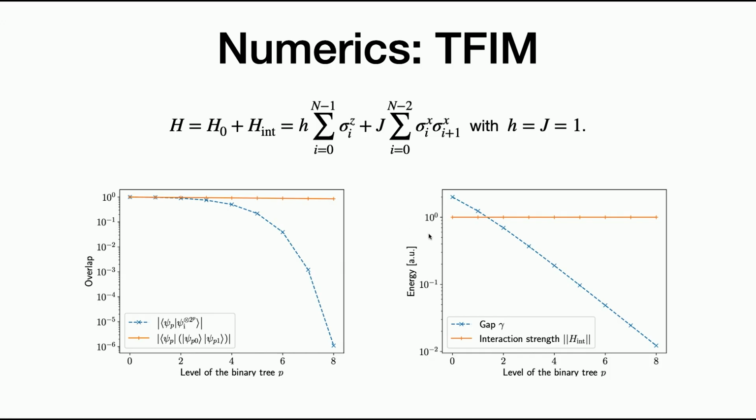And on the right-hand side, this is to illustrate that the sufficient conditions we derived on the previous slide, in terms of the spectral gap and the norm of the interaction terms, are very loose in a way. Because as you can see here, the gap keeps decreasing as a function of the level of the binary tree, but the interaction strength is constant. So technically what this plot shows is that our perturbation theory analysis breaks down at around level 2. But on the left-hand side, you can see that it actually still works. The overlap still remains constant, even though the analysis breaks down.